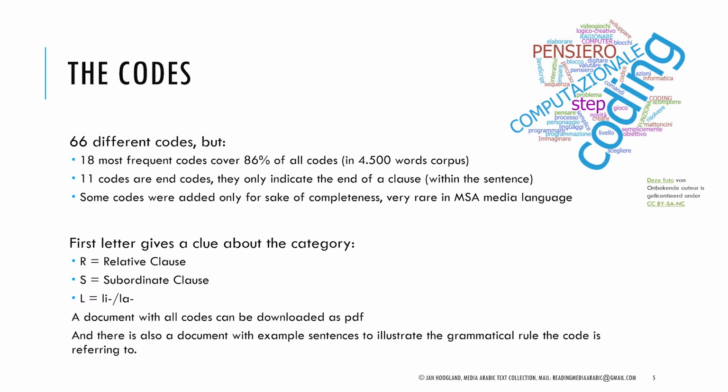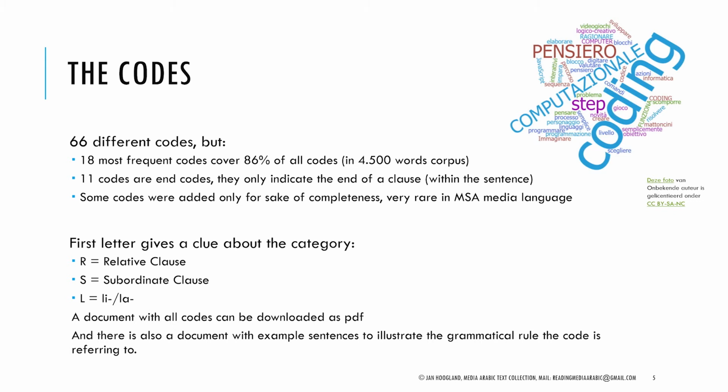Of these codes, the first letter always gives you a clue about the category. For instance, there are 4 codes starting with R, so R1, 2, 3, and 4. They all refer to relative clauses, so R relative. There are 4 S codes as well, and they are all related to subordinate clauses. And I already mentioned the example of li or la. Well, the letter L indicates one of the codes with the lam prefix before nouns, verbs, etc.